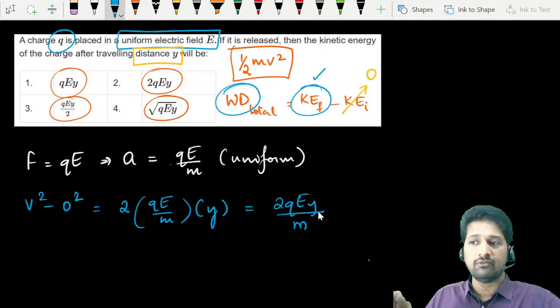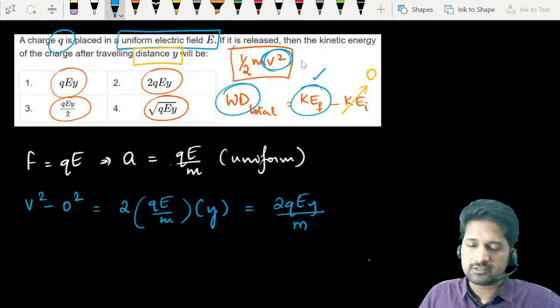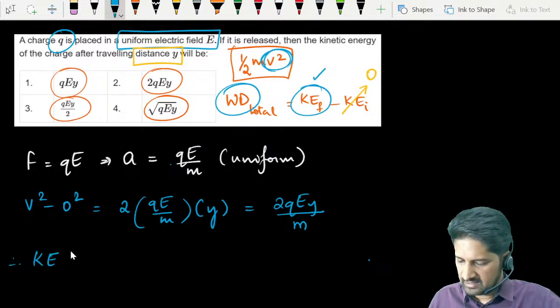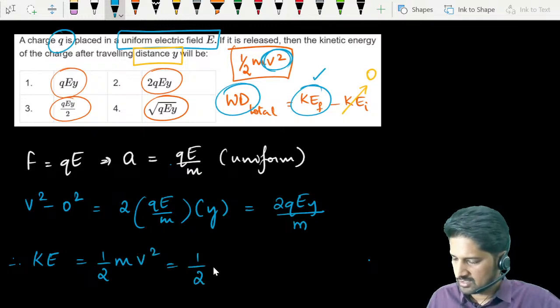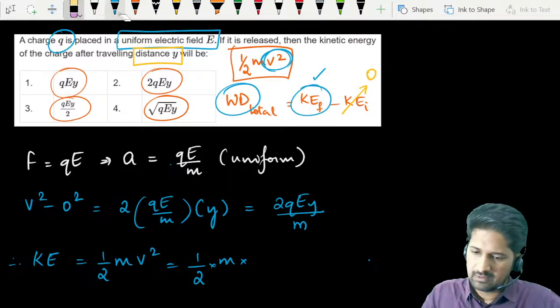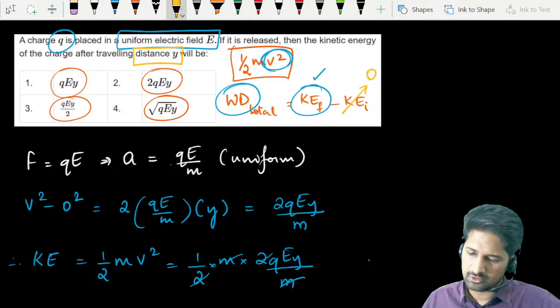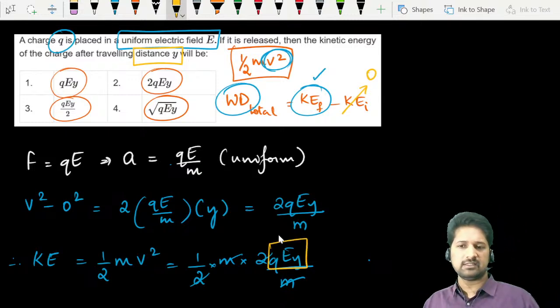There is no need to take the square root to find v. Why? Because we can directly substitute v square in the kinetic energy. Kinetic energy will be half m multiplied with v square. So half m times v square, as we have just derived, is 2QEY divided by m. The 2 and m get cancelled. The answer this way also will be QEY itself. So whether you use the work energy theorem or equations of kinematics, you get the same answer.